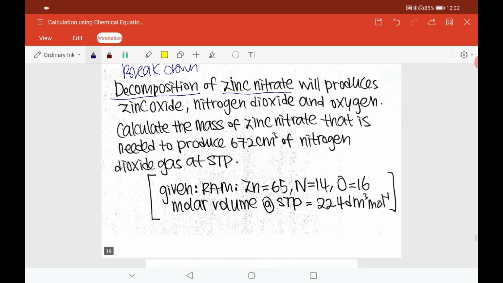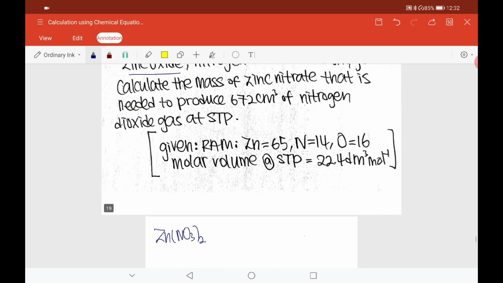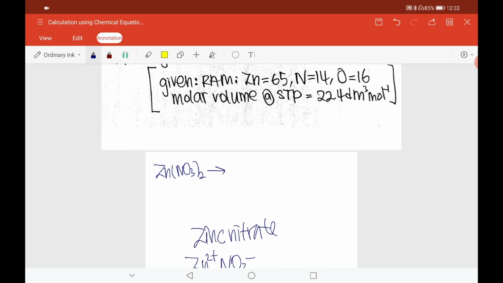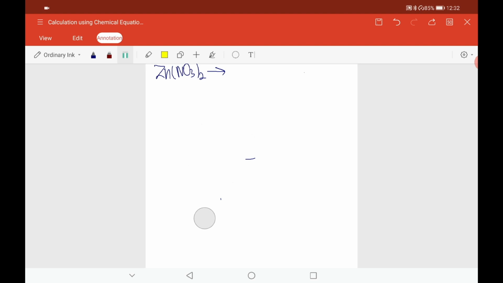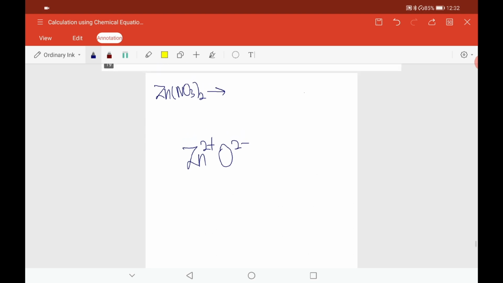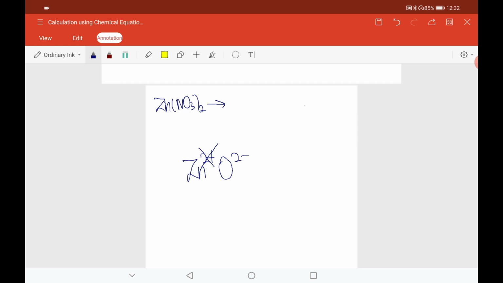Zinc nitrate decomposing will produce zinc oxide. Same thing, you can predict the formula from the charge. Zinc is Zn 2 plus, oxide is O 2 minus. They have the same charge, so we cancel the charge and stick together. ZnO, this is the formula for zinc oxide.